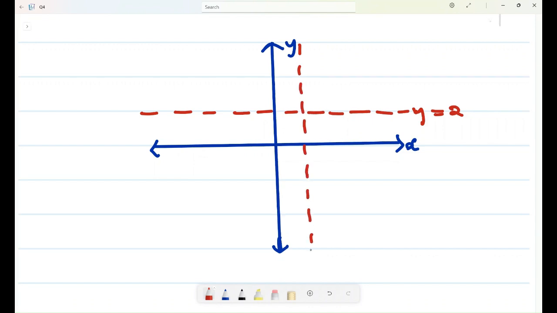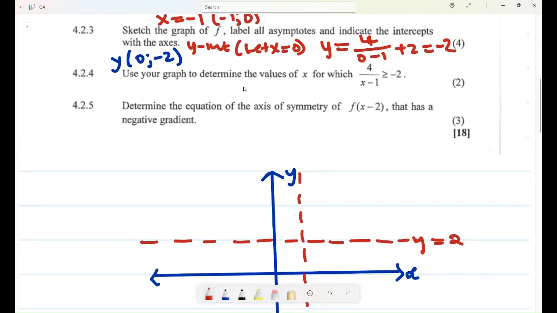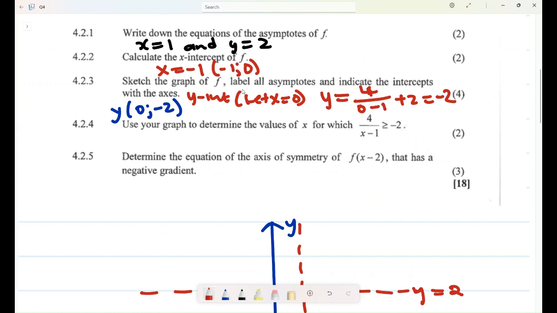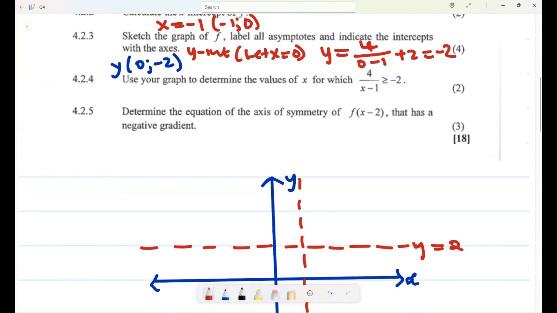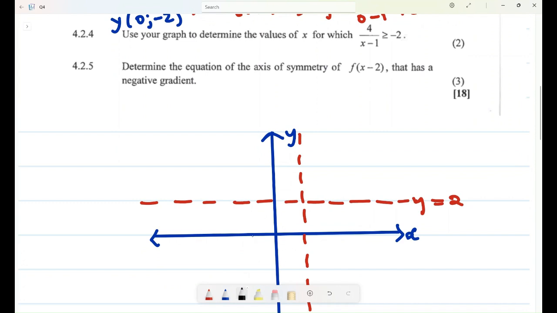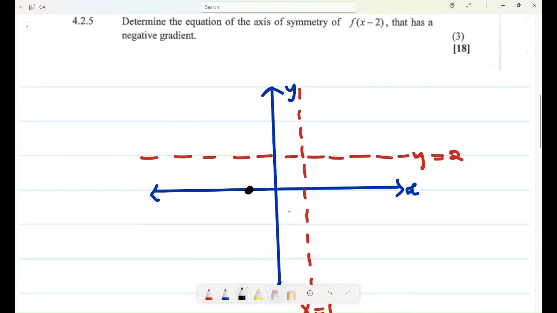The scale does not matter, but you should just indicate to the examiner that these are your asymptotes at y is equal to 2 and x is equal to 1. Now what? My x-intercept, my intercept with the x, is the first one, it is -1 and 0. I can put it here, -1 and 0. Y-intercept is 0, -2. I can put it here.